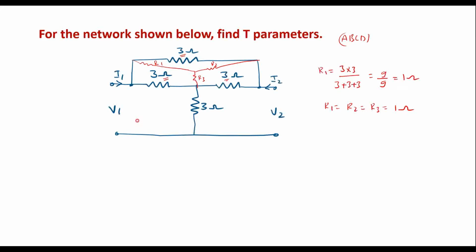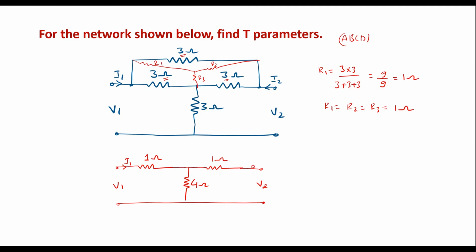Now let me redraw the circuit by considering star values. Now the circuit looks like this. This is R1, that is 1 ohm, and here we have R3 in series with 3, that is 1 plus 3, which is 4, and here we have R2, that is also 1 ohm. This is the equivalent network. So let V1 be the input voltage, I1 the input current, V2 the output voltage and I2 the output current. This circuit is equivalent to the earlier circuit.